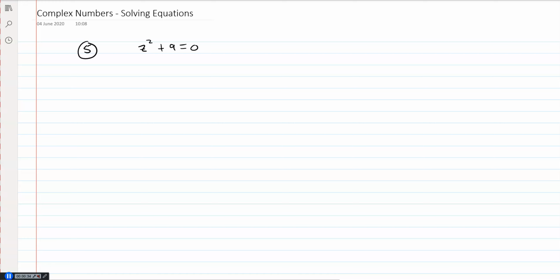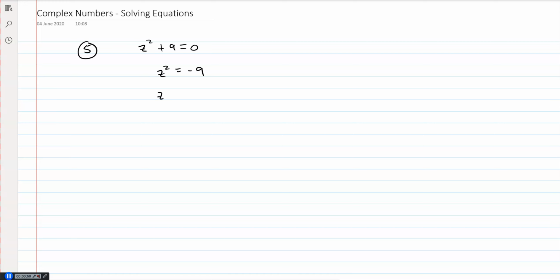Never mind. So z squared plus 9 equals 0. So hopefully here we can see if we subtract 9 from both sides, there's going to be no solutions to this quadratic because we can't square something and get a negative value. Well, not previously, but now we should be able to deal with this.